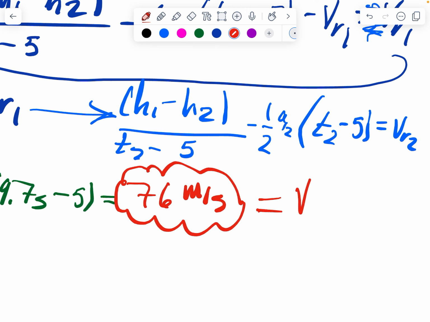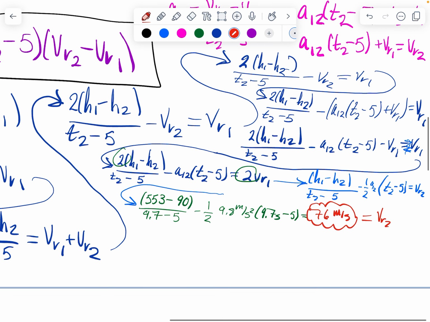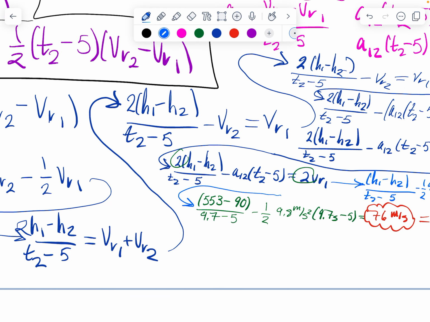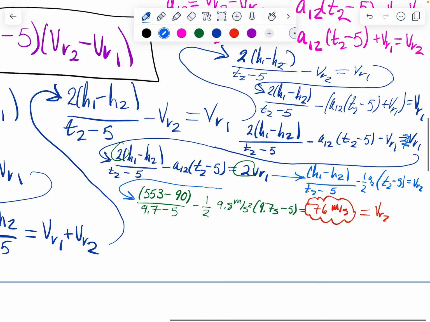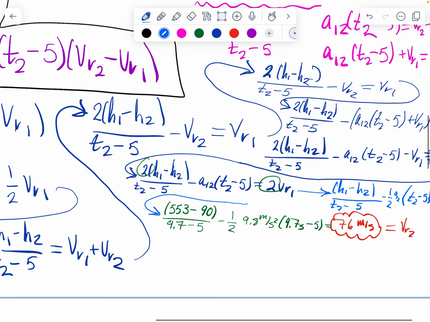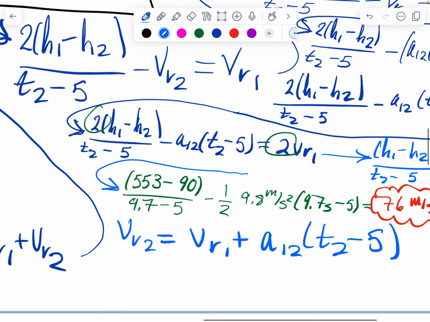Equals VR2. Okay, awesome. So I think we just have one more unknown left to get, and that's VR2. We're almost there, so I don't think this is going to take as long. When we look at all this, we see VR1 and our A12 for T2 minus 5. So VR2 is going to be VR1 plus A12 times T2 minus 5.